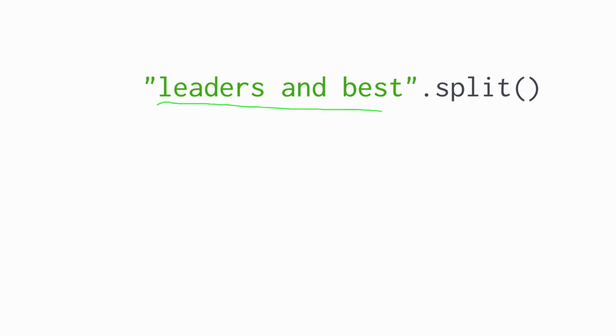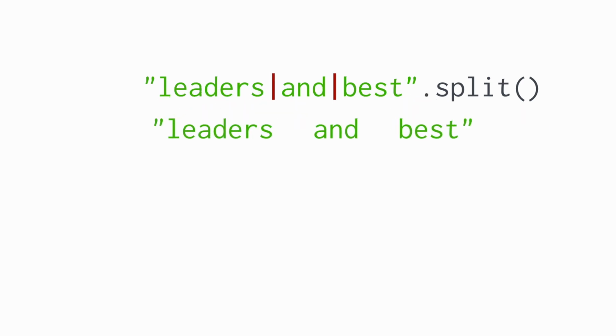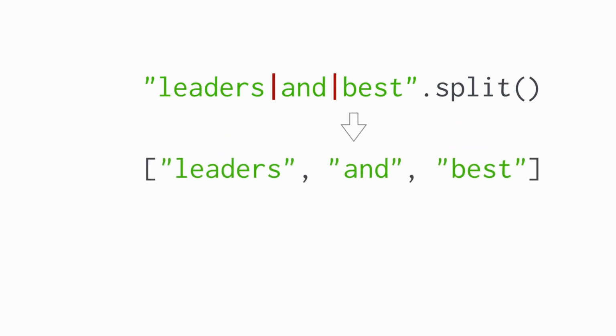When you call .split on this string with no arguments, you can think of it as cutting up the string by whatever delimiter we're specifying, or by spaces by default. So it's like cutting this string along every space and splitting it up into a list of words.